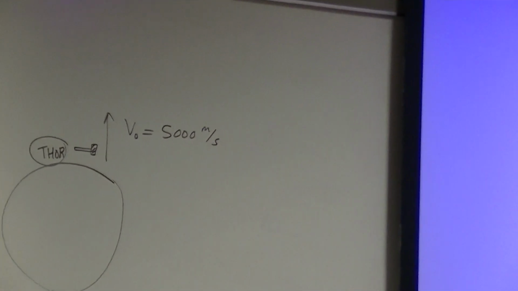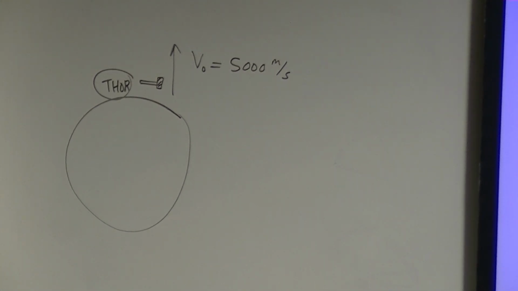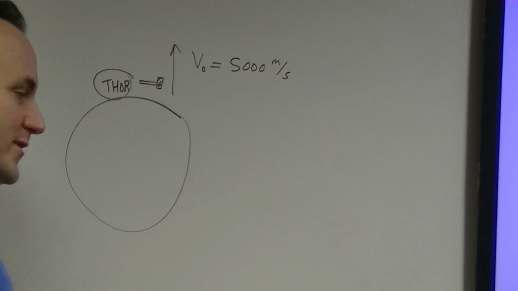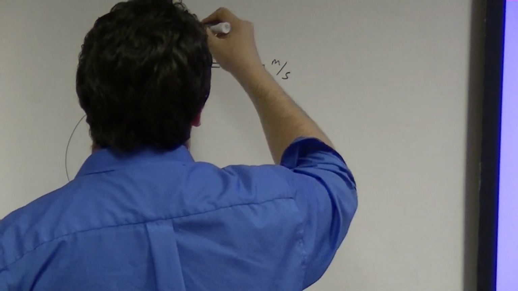Well, it does because... it's a loaded question. It's Thor's hammer. The real question is how fast it comes back. I guess the question is, would Thor's hammer come back under the influence of Earth's gravity alone? The answer is, I don't think so. Let's work out why. So, if it comes back, what has to happen?